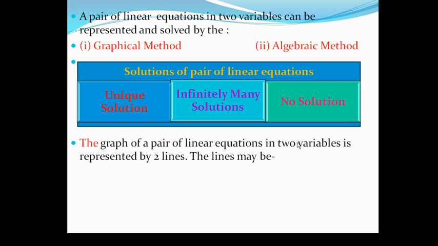The graph of a pair of linear equations in two variables is represented by two lines. Two lines will be there, and what is the condition of the lines? The lines may be either intersecting lines, coincident lines or parallel lines. So three conditions we have. Either the two lines are intersecting lines, that means they intersect at one point. Or they may be coincident, that means they may lie one above the other. That is called coincident lines. Third, parallel lines, that means they do not meet each other. So three conditions are there. Let's study these three cases separately one by one.